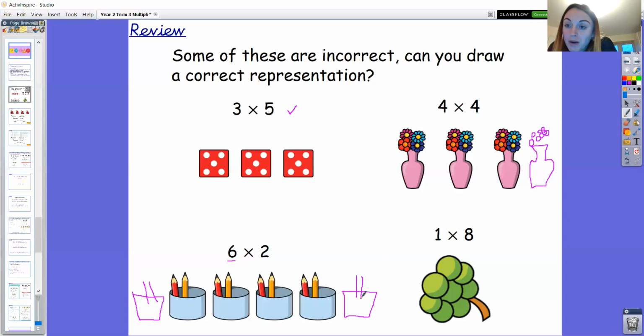Okay, let's move on to our last picture. We have a bunch of grapes. Let's read the multiplication together. 1 lot of 8. Oh, what do you think here too? Is this correct or incorrect? Can you explain why?